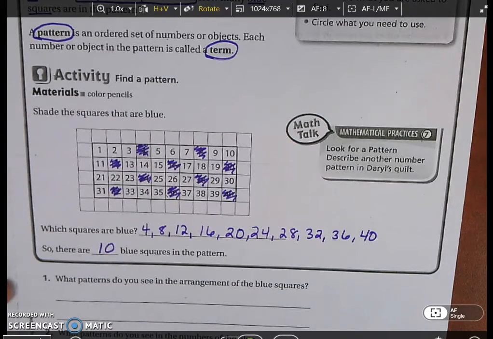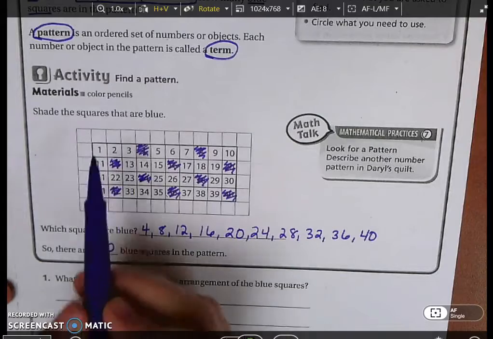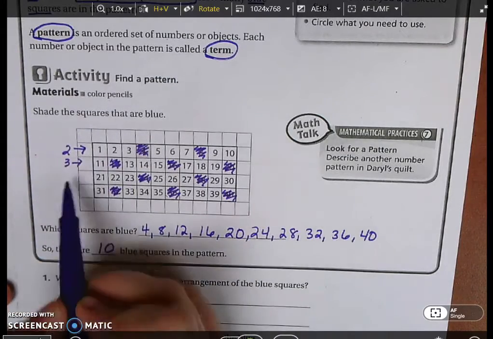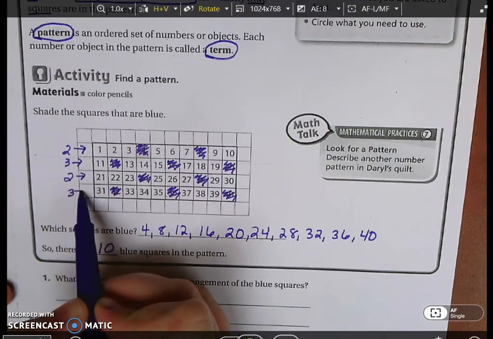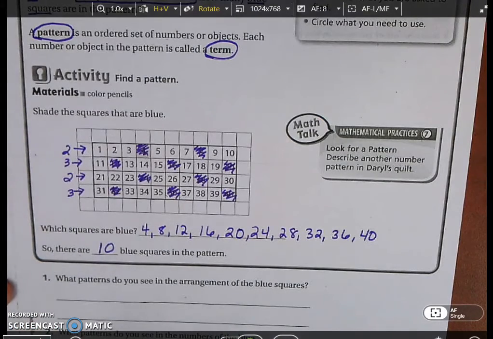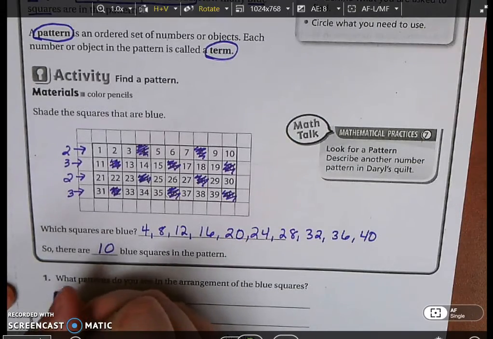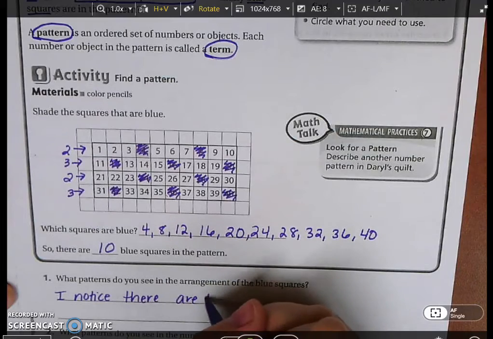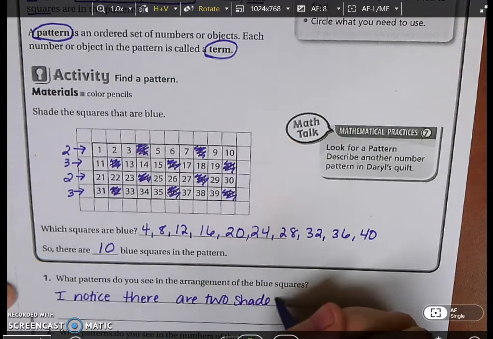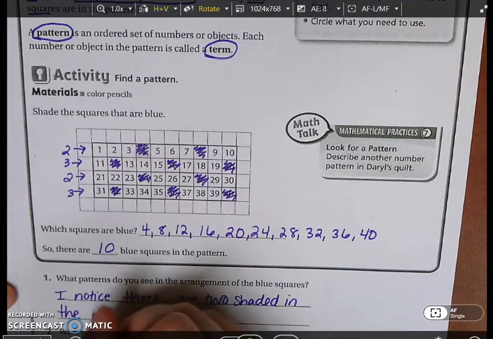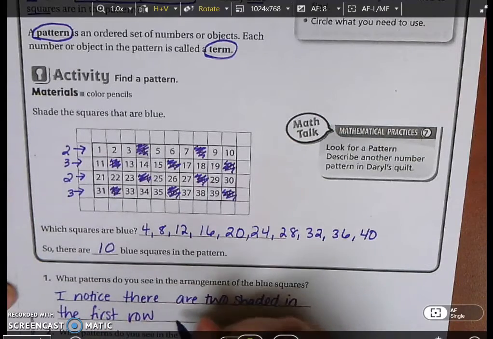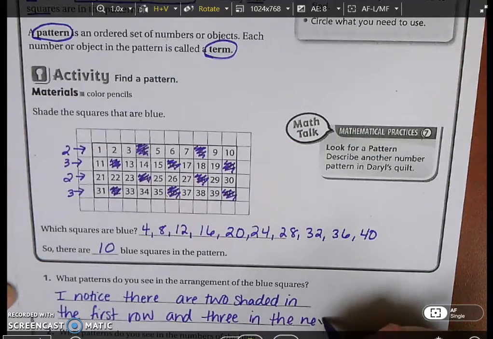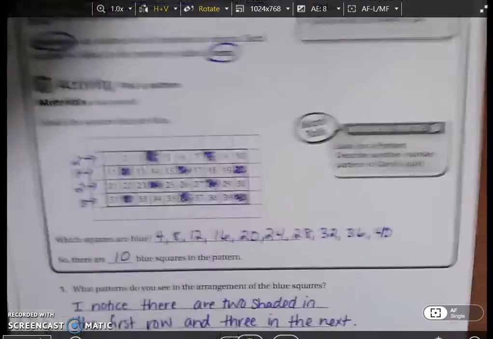What patterns do you see in the arrangement of blue squares? Well, I notice a pattern. There are 2 blue ones in the first row, 3 blue ones in the second row, 2 blue ones in this one, 3 blue ones in that one. I notice there are 2 shaded in the first row and 3 in the next. And it keeps following that pattern.